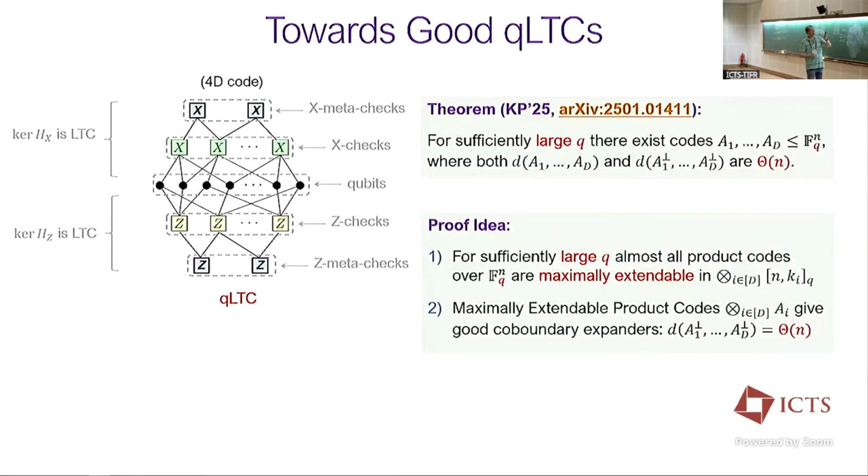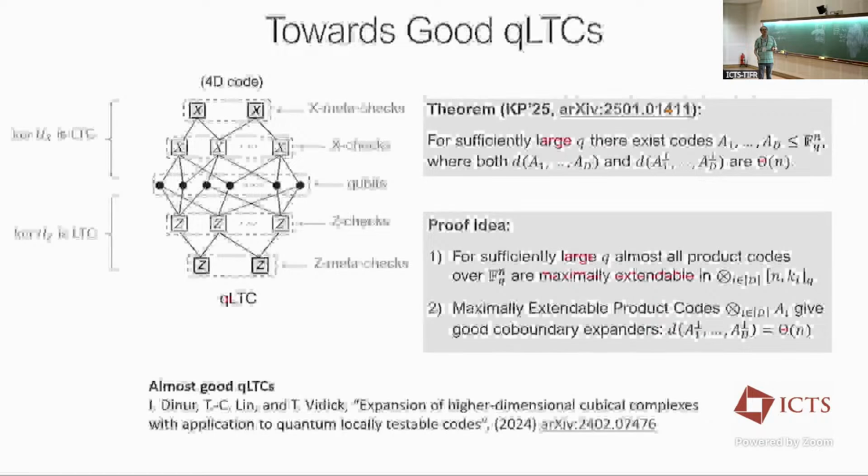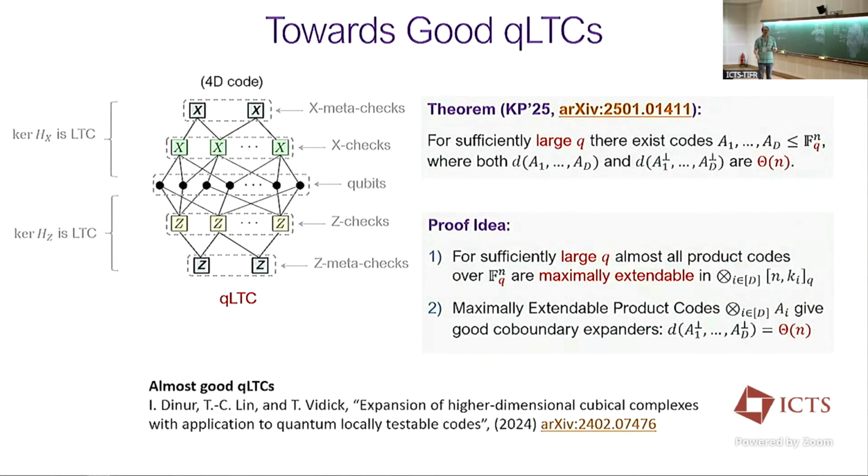And it turns out that if we have good local properties of these tensor product codes, then we can get very similar constructions that give you almost good QLTC codes. By almost good, I mean these codes have distances that grow like n divided by log n, up to log n factors. And also the soundness parameters are not perfect, but almost good.